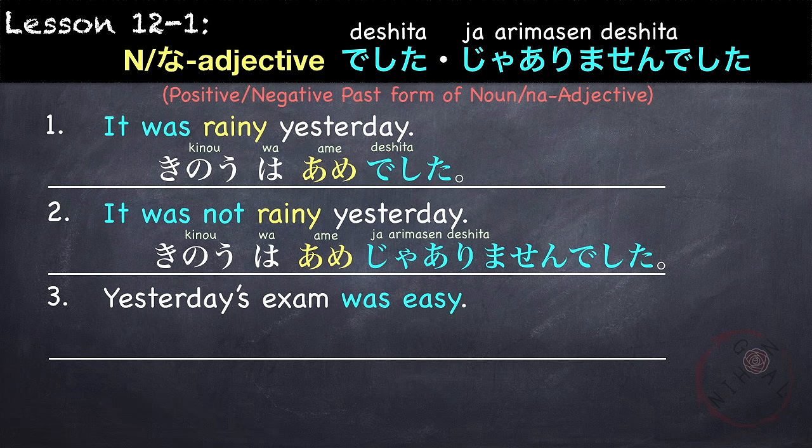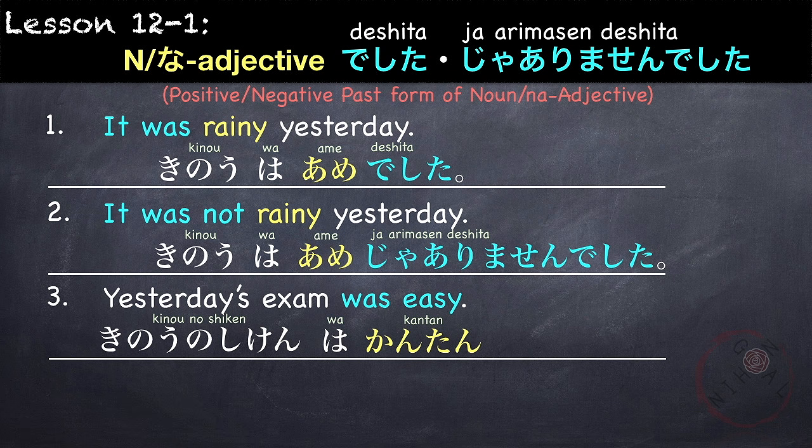Yesterday's exam was easy. So our topic is yesterday's exam or kino no shiken. Shiken is exam. And then our topic marker, which is wa. And our adjective, which is easy, kantan. And then our past form is deshita. Kino no shiken wa kantan deshita.